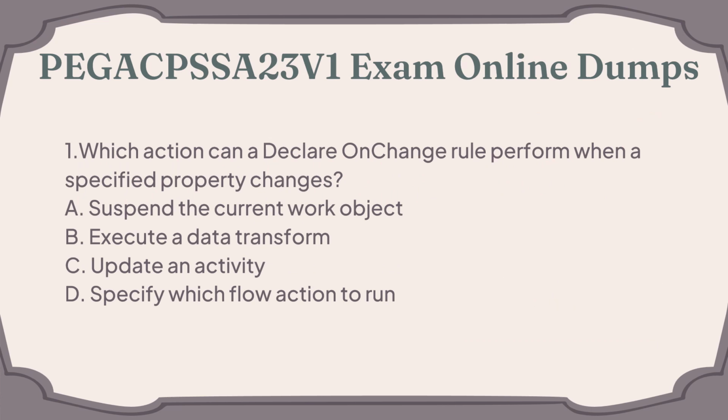1. Which action can a declare on change rule perform when a specified property changes? A. Suspend the current work object. B. Execute a data transform. C. Update an activity. D. Specify which flow action to run.